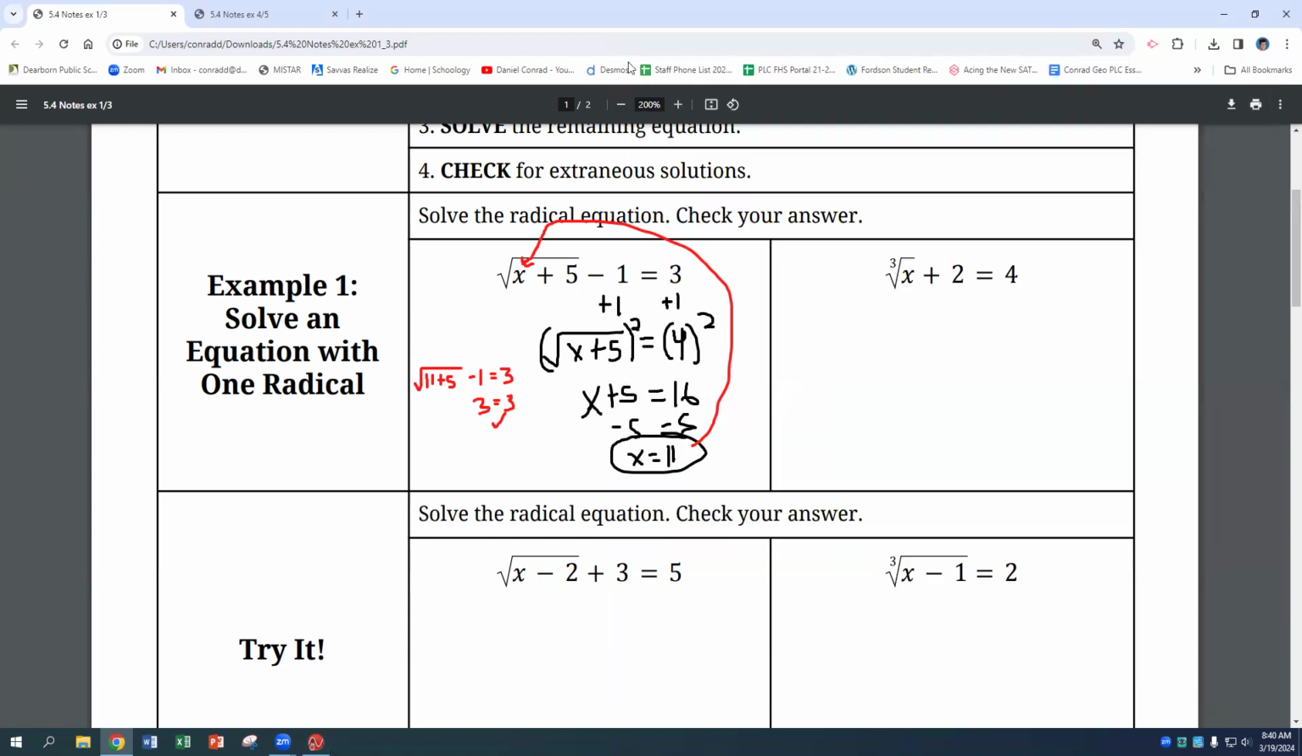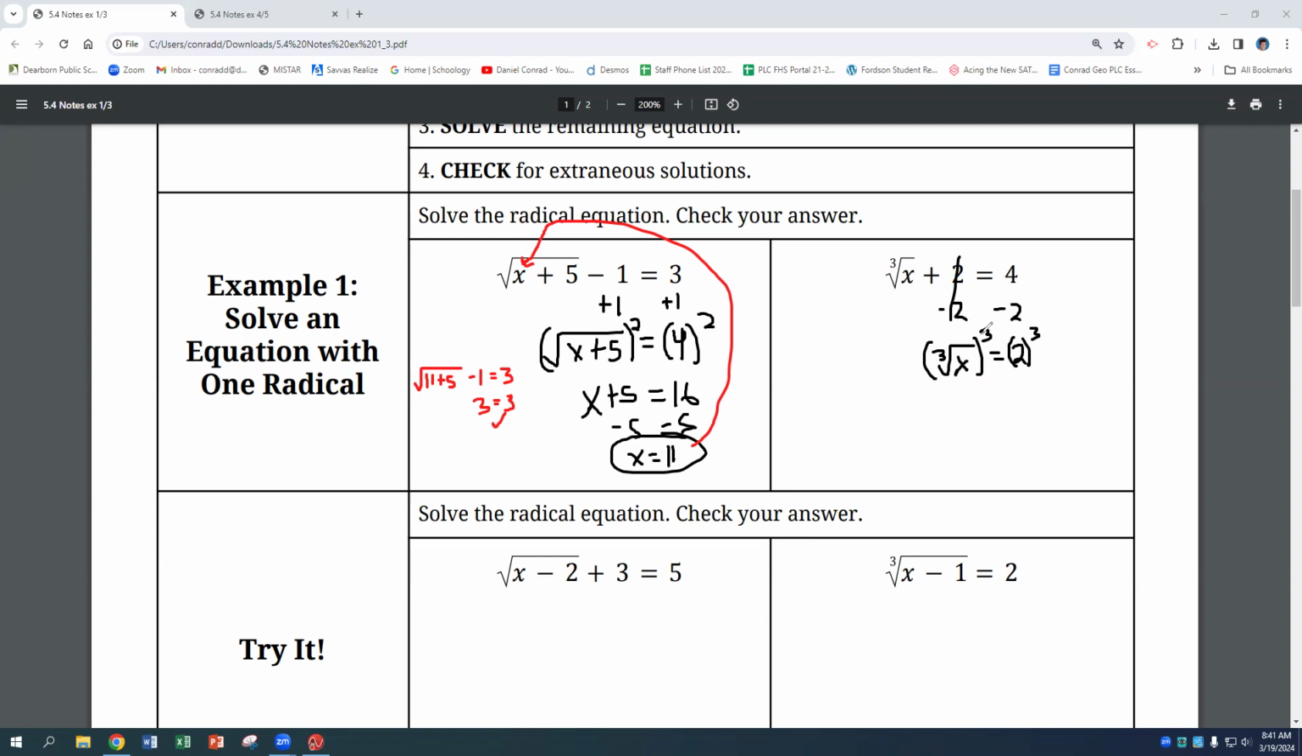All right, the next one. So I want to get my radical by itself, so I need to subtract 2 from both sides. That leaves me cubed root of x on the left. And on the right, it leaves me 2. Okay, to cancel out the cubed root, I need to cube both sides. So to the third power on both sides.